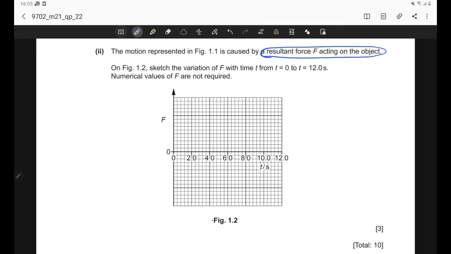So we have seen the velocity of the object keeps changing from the velocity-time graph of the object given in figure 1.1, and it is due to the resultant force acting on the object. On figure 1.2, sketch the variation of force with time from 0 to 12 seconds. Numerical values of F are not required.